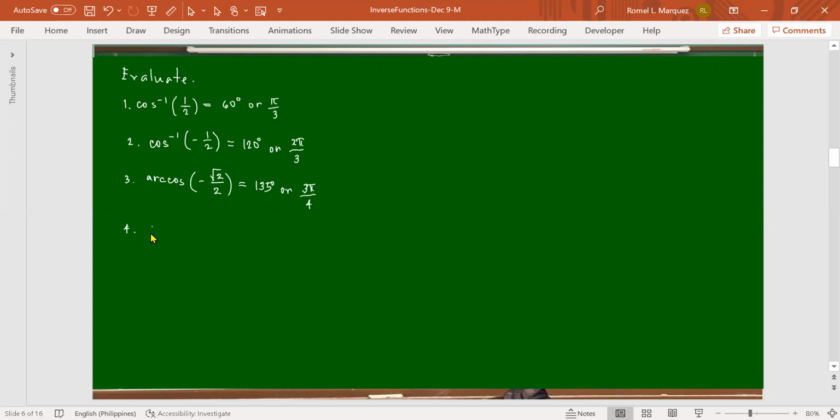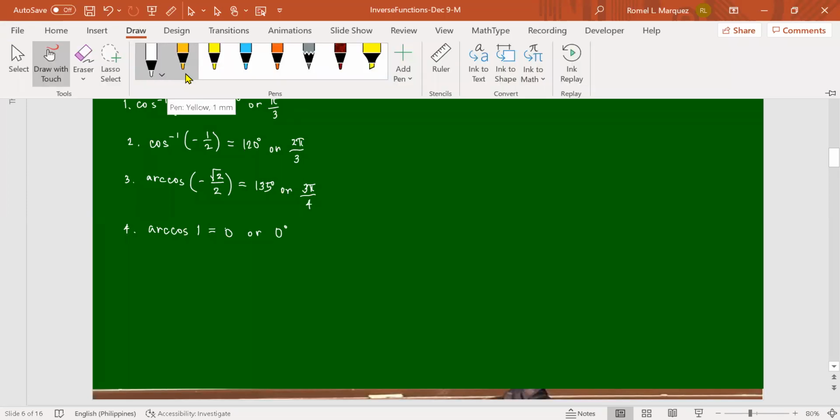Number 4. What about arc cosine of 1? What is that angle? If I take the cosine, it is equal to 1. So it is 0, or 0 degrees. Okay? So that's it. Any question, guys? So you can check, no? After getting the angle, you take the cosine. But be sure it is in the restriction between 0 to pi, otherwise you don't get the correct output.